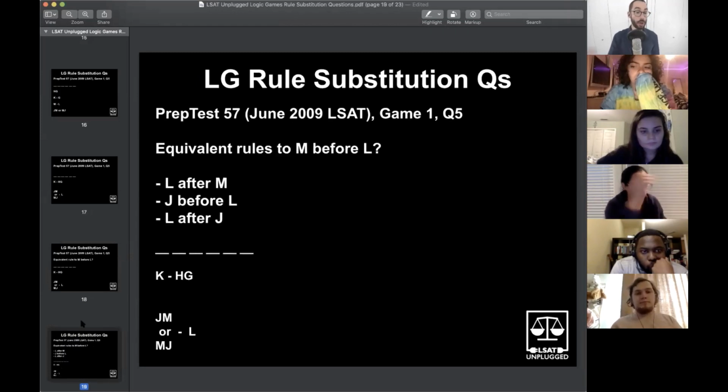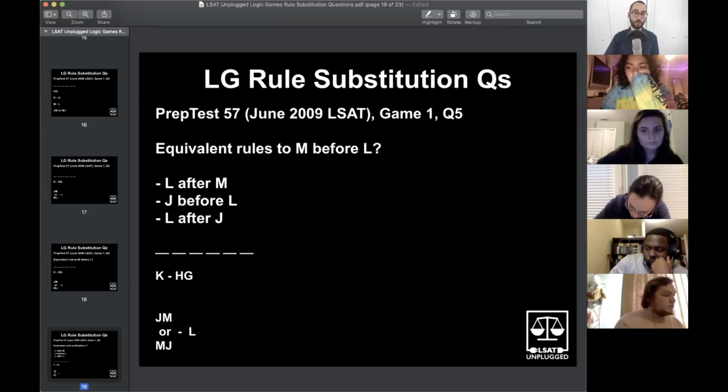So a few possibilities. We could say L after M. That's pretty obvious, a little bit too easy maybe, right? Just saying, flipping it around. So they're not going to ask L after M. J before L, pretty good, because that's relating to the fact that M and J are consecutive in either order, of course. Or saying L after J, same meaning.